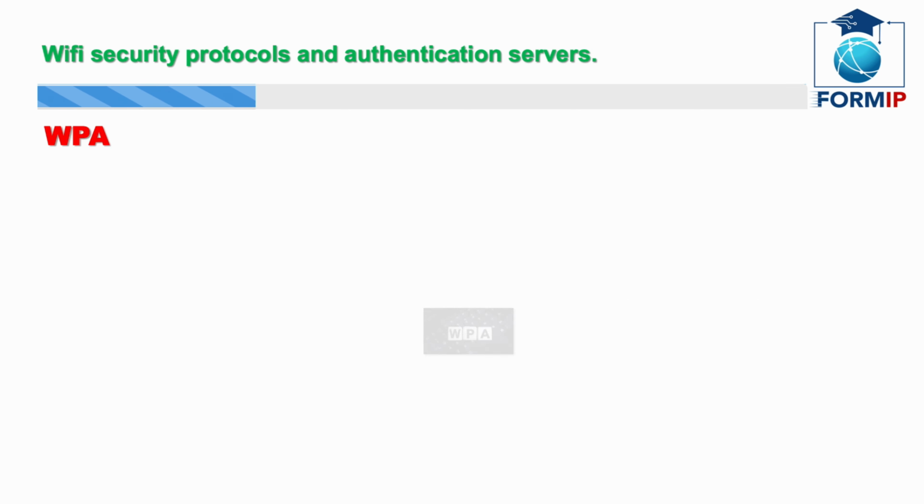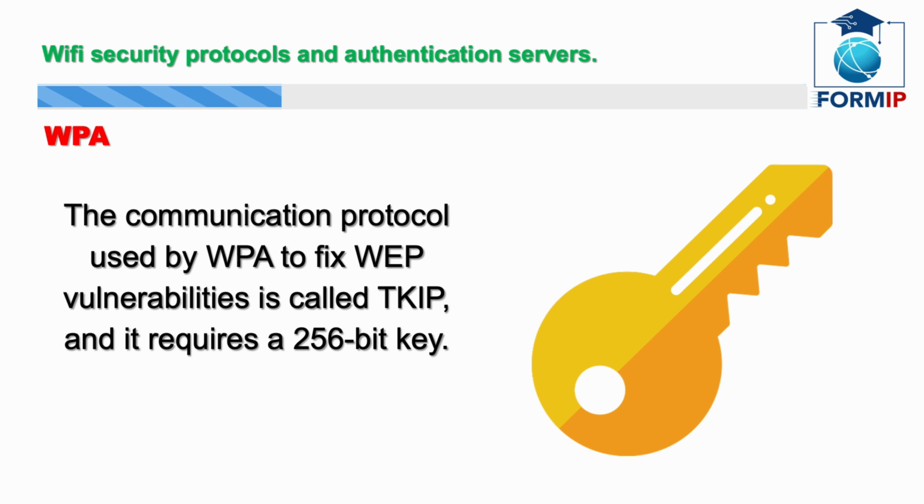In 2002, WPA was introduced to replace WEP, but the purpose of this protocol was to provide a quick solution to WEP security problems while remaining compatible with current hardware. As a result, WPA is more of a transitional solution to correct WEP security flaws. The communication protocol used by WPA to fix WEP vulnerabilities is called TKIP, and it requires a 256-bit key.